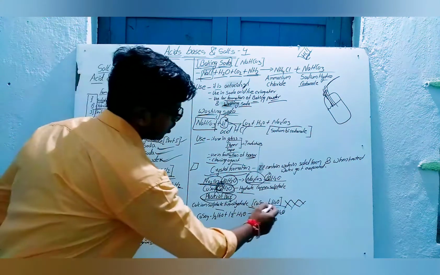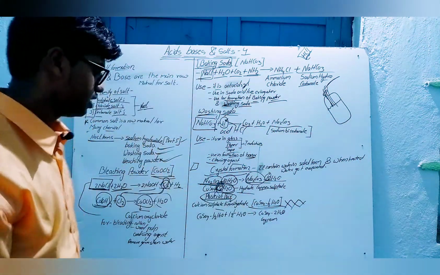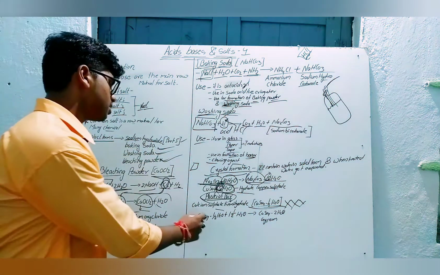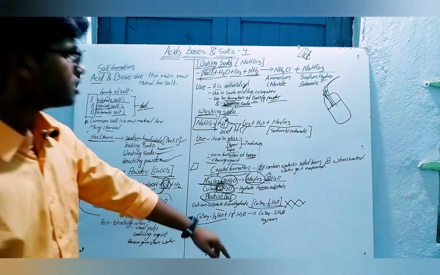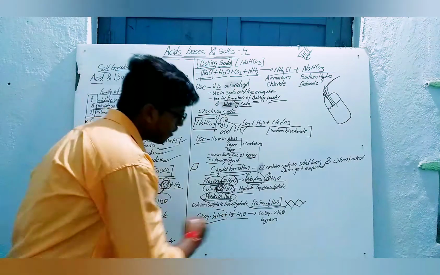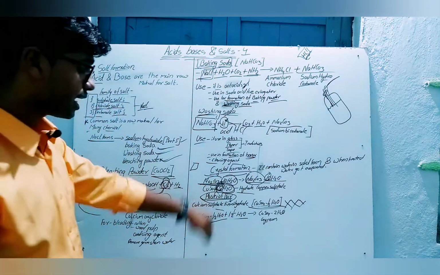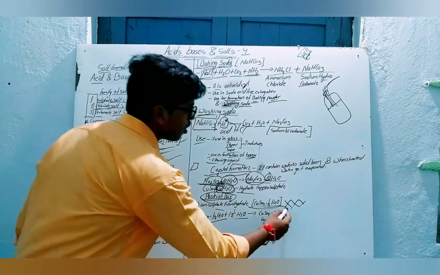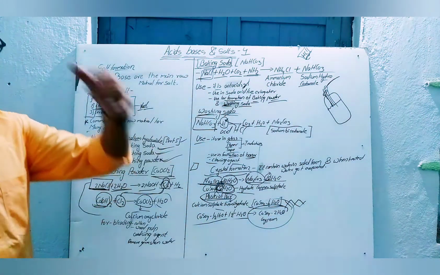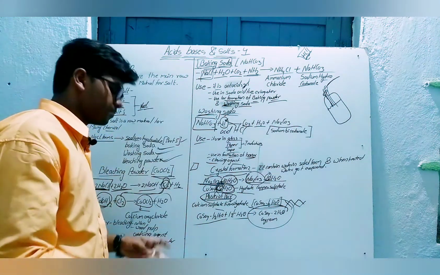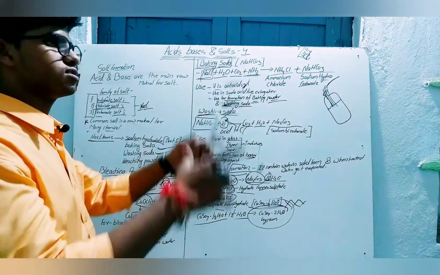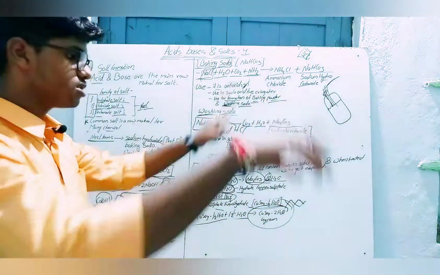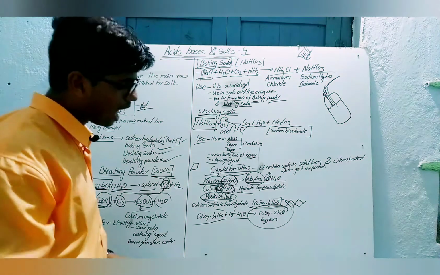So what is the reaction taking place in it? Calcium sulfate hemihydrate reacts with 1.5 molecules of water. Why does it react with 1.5 molecules of water? To form gypsum. Gypsum, you can see in many places, is used as walls. It is somewhat thick and hard.